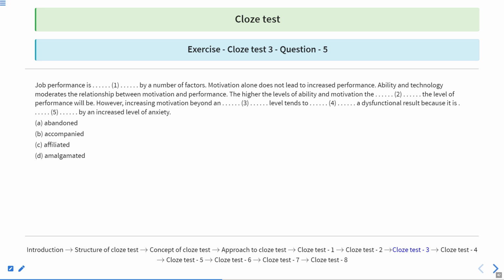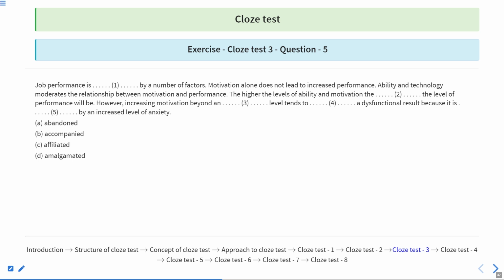So, job performance is affected by a number of factors. Motivation alone does not lead to increased performance. Ability and technology moderates the relationship between motivation and performance. The higher the ability and motivation, the higher the levels of performance will be. However, increased motivation beyond an optimal level tends to produce a dysfunctional result, because it is dash by increased level of anxiety. Is it abandoned, accompanied, affiliated, amalgamated?